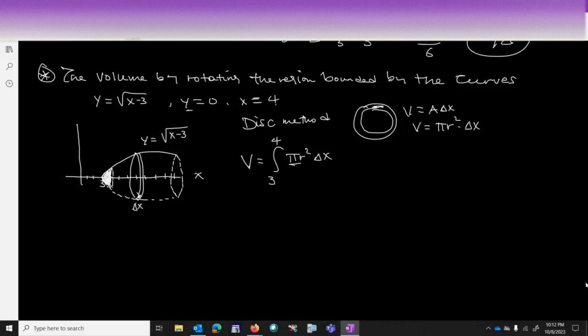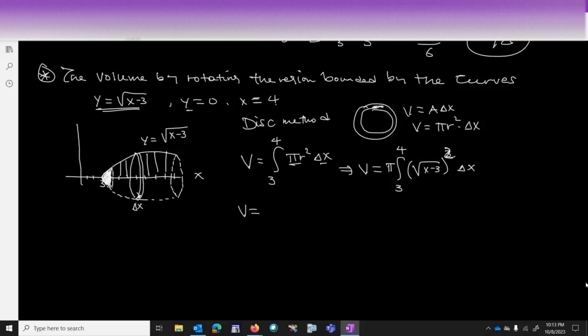So now substitute the numbers. The volume equals the integral from 3 to 4 of pi, since pi is a constant I can take it outside, times r squared. This is my r, because this is the radius. Everywhere you go, that's the radius. The radius is the square root of x minus 3. So the radius squared is the square root of x minus 3, the whole squared, and then dx.